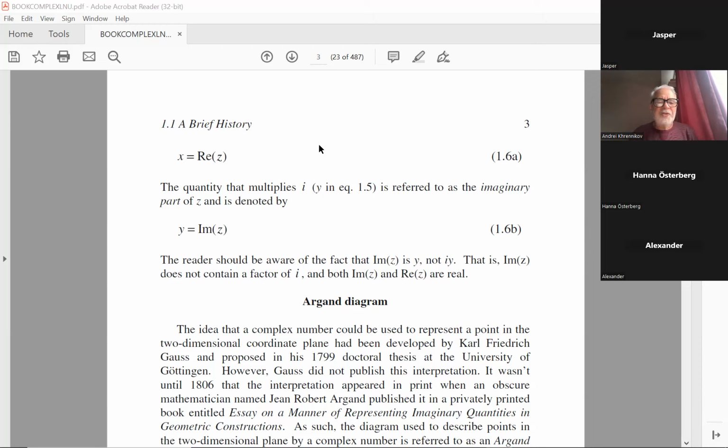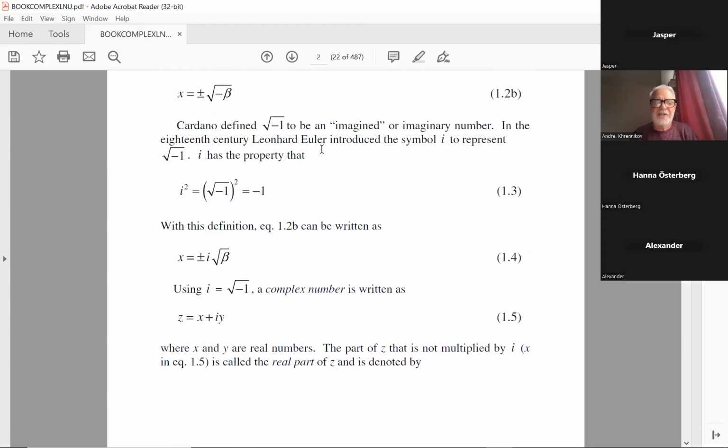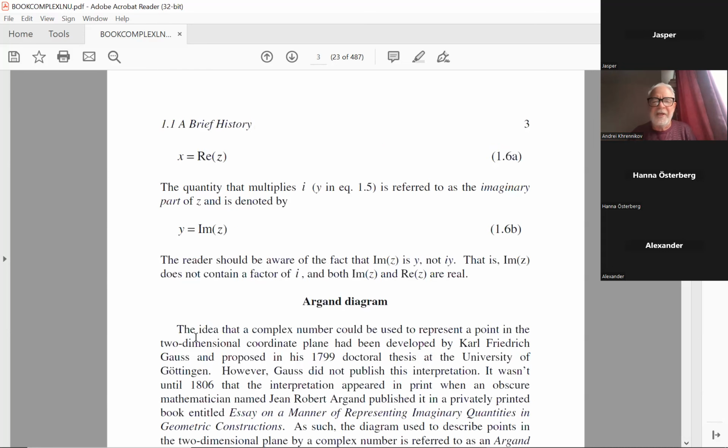Okay, so when you see already these two coordinates, you have the image of the plane and Cartesian coordinates x and y. It's very natural to represent this number z by a vector on the usual two-dimensional plane.